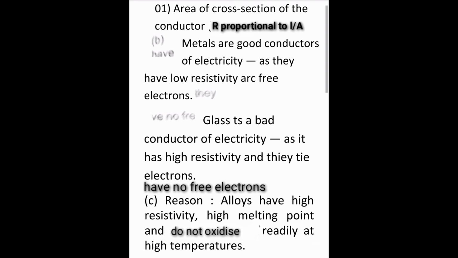Now we can answer the second question, that is, why are metals good conductors of electricity whereas glass is a bad conductor of electricity. Here metals are good conductors because they have low resistivity and have free electrons, and glass is a bad conductor of electricity because it has high resistivity and there are no free electrons. If there are no free electrons, it will not conduct. And the last question is, why are alloys commonly used in electrical heating devices? Alloys have high resistivity, a high melting point, and do not oxidize or burn.